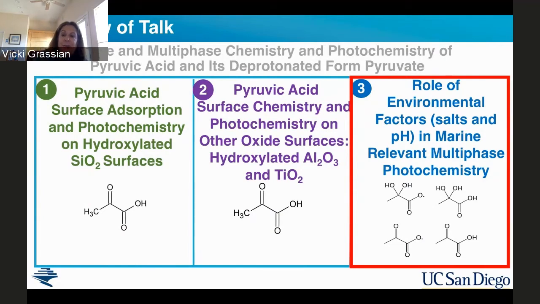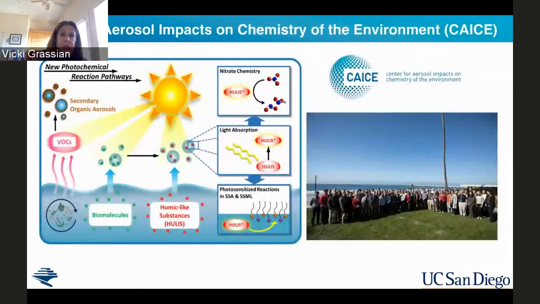And I sort of told you already, we kind of start off now with like 4 different forms, and we'll go through some of that. So I just want to step back and say the work that we do on marine systems is part of another CCI, the Center for Aerosol Impacts on Chemistry of the Environment. We call it CASE. It's a center that's been around for quite a while.